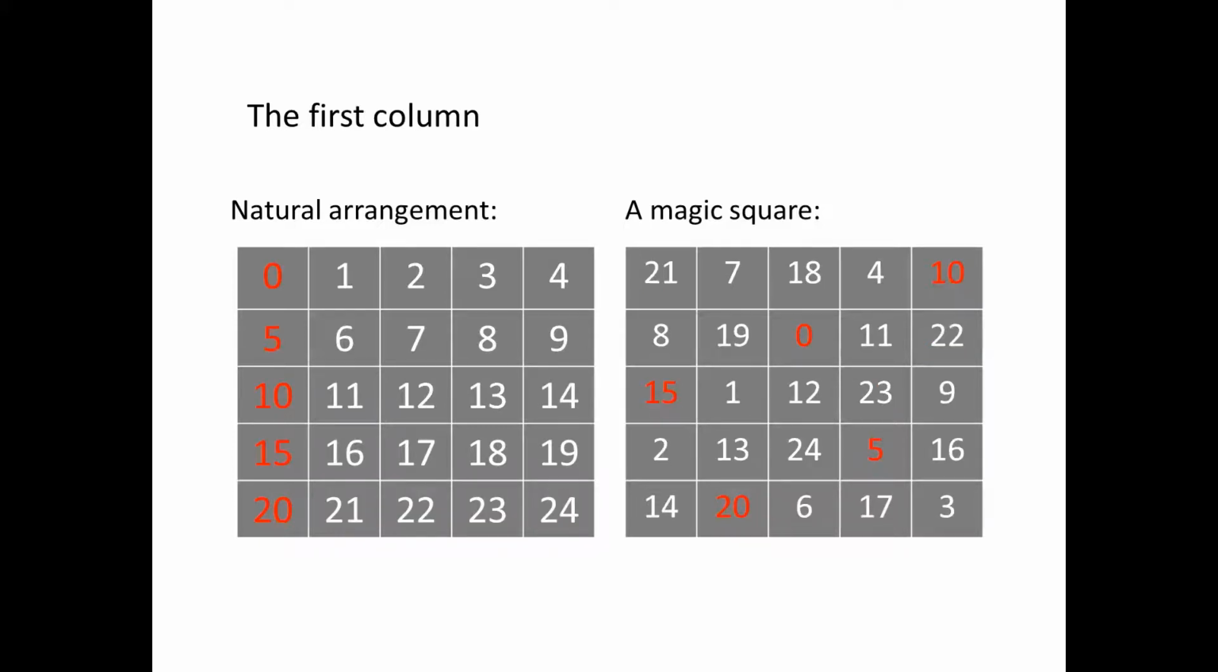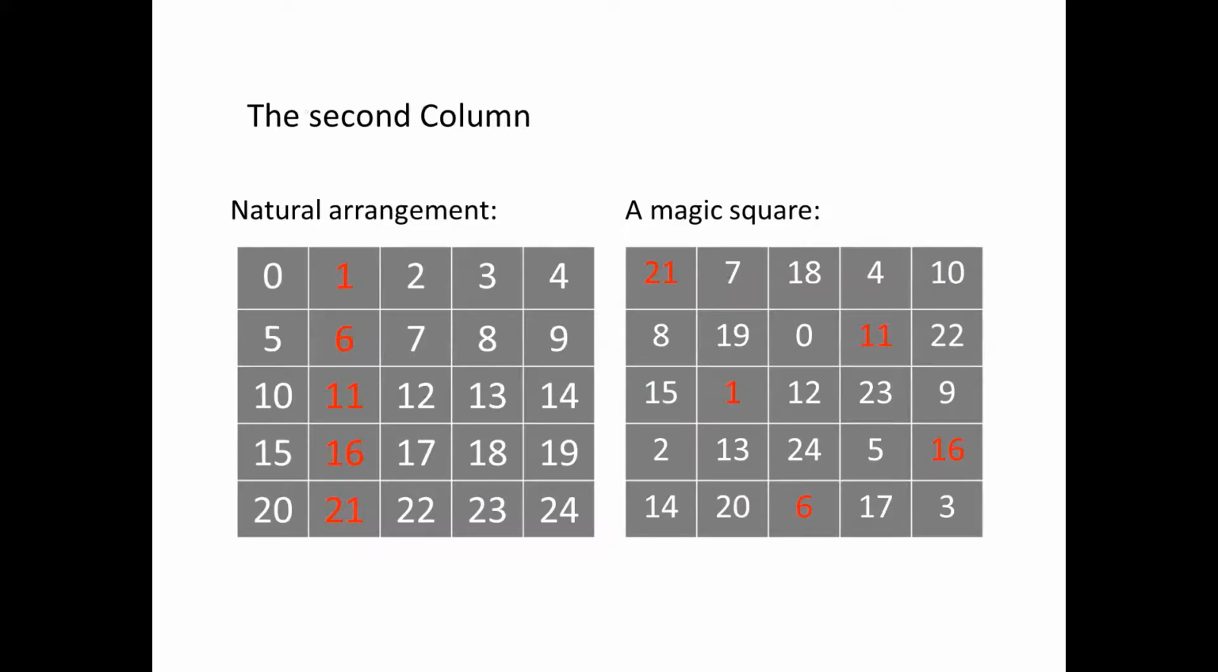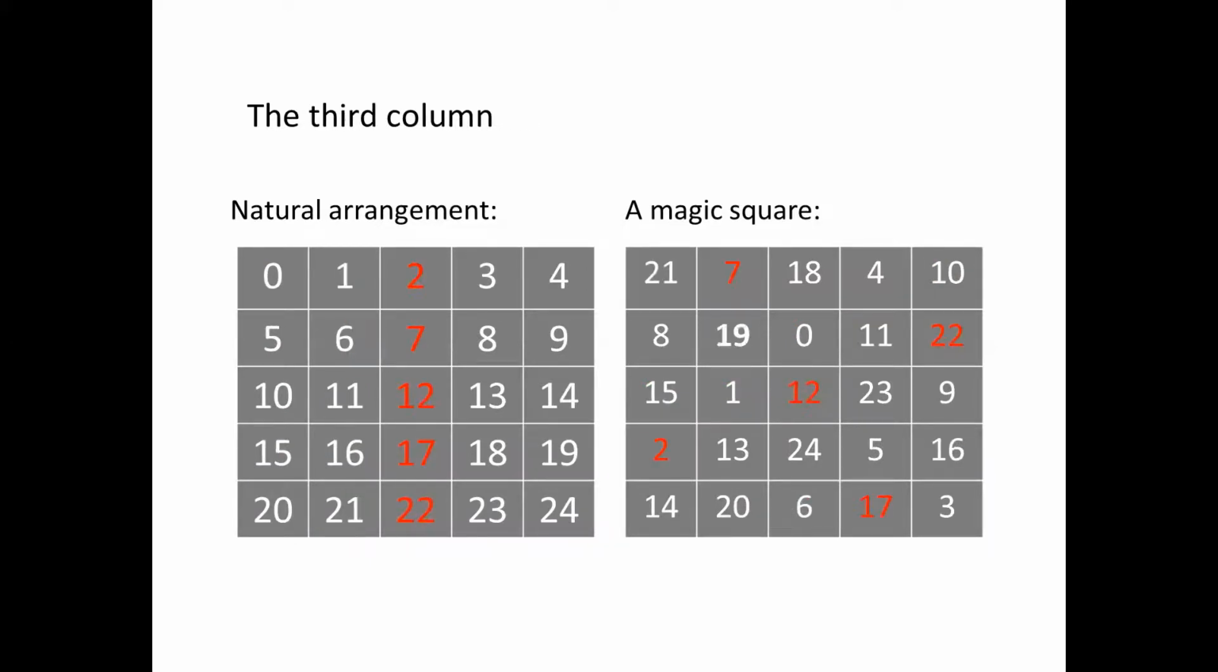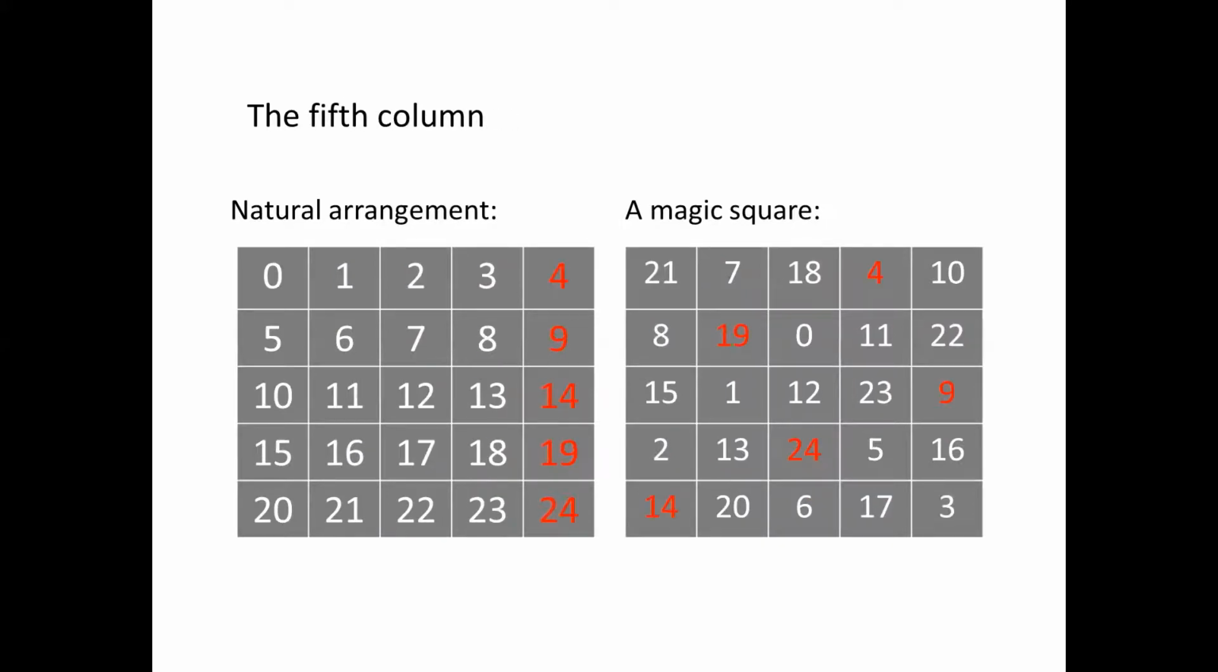We can also look at the columns. You see the first column, 0, 5, 10, 15, 20. You see in the magic square, they are placed in different rows and different columns. They also have some patterns. From 0 to 5, move down by 2 rows, move right by 1 column. And from 5 to 10, it's exactly the same thing, 10 to 15, 15 to 20, and from 20 to 0. The second column, the third, the fourth, and the last column.